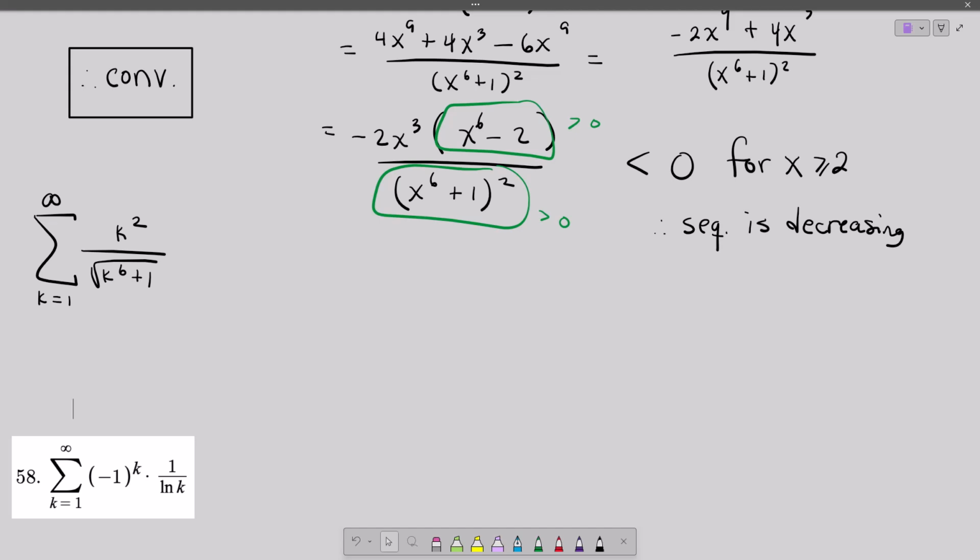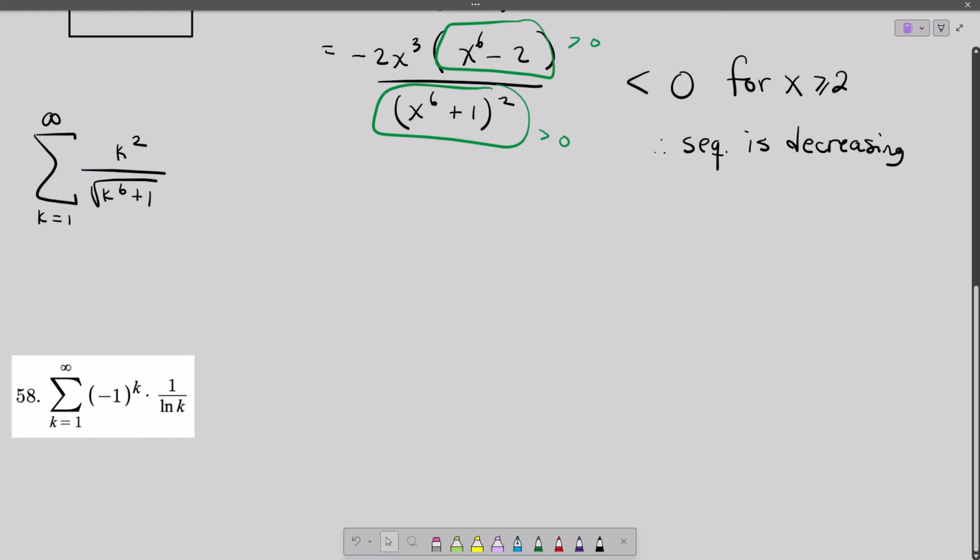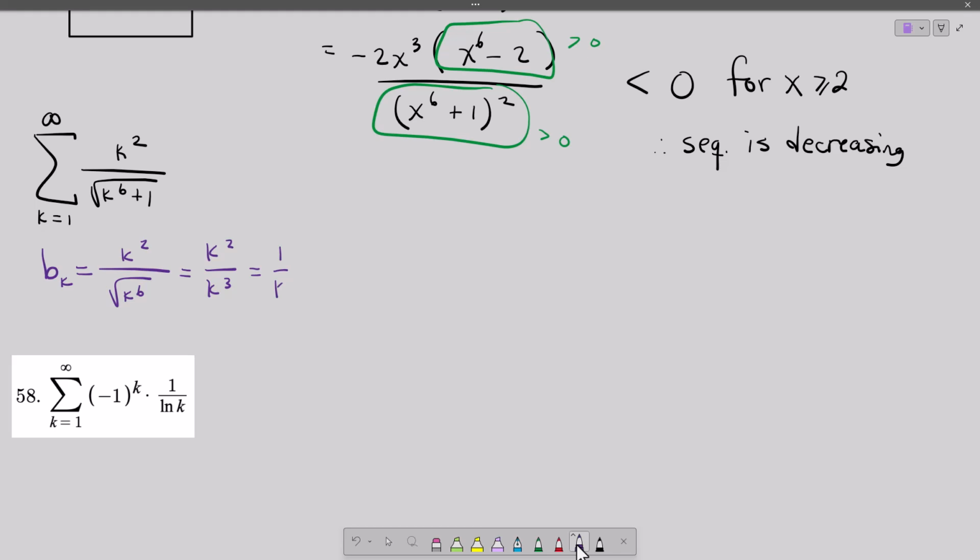Well, that series is not in any nice, convenient form, but we could compare it to something pretty easily. So this is our a sub k. We're going to choose a b sub k to compare it to by ditching the 1, the most insignificant piece here. Well, the square root of k to the 6 is k cubed. So we get k squared over k cubed, which is 1 over k. So that is what we're going to compare it to.